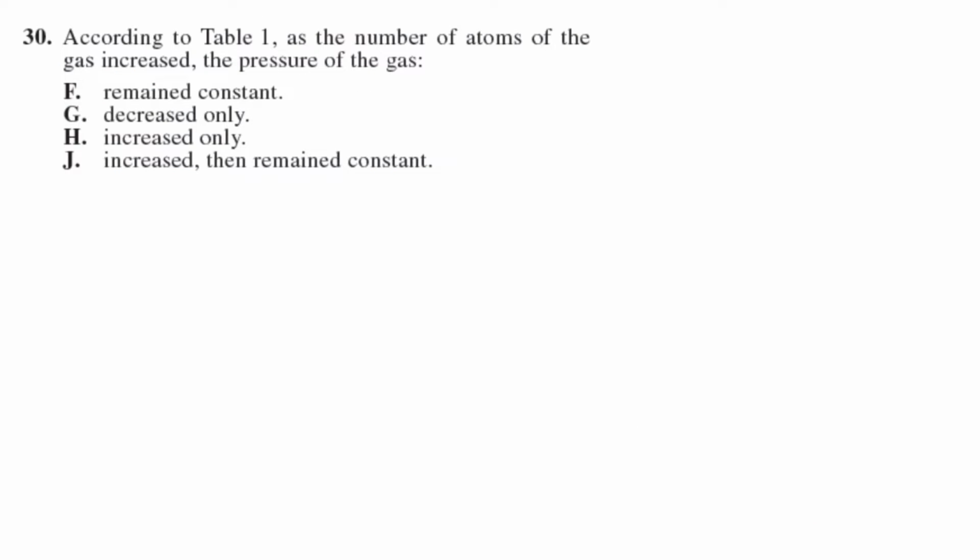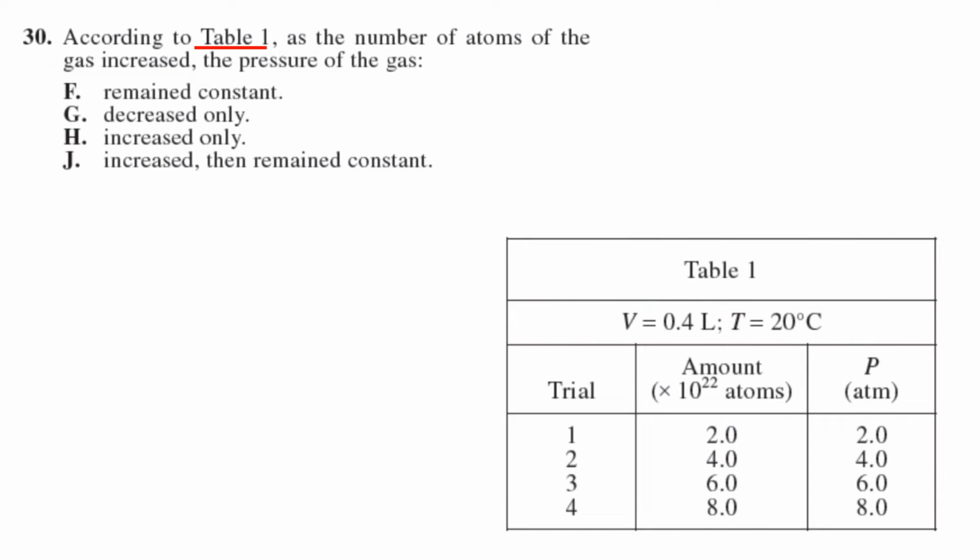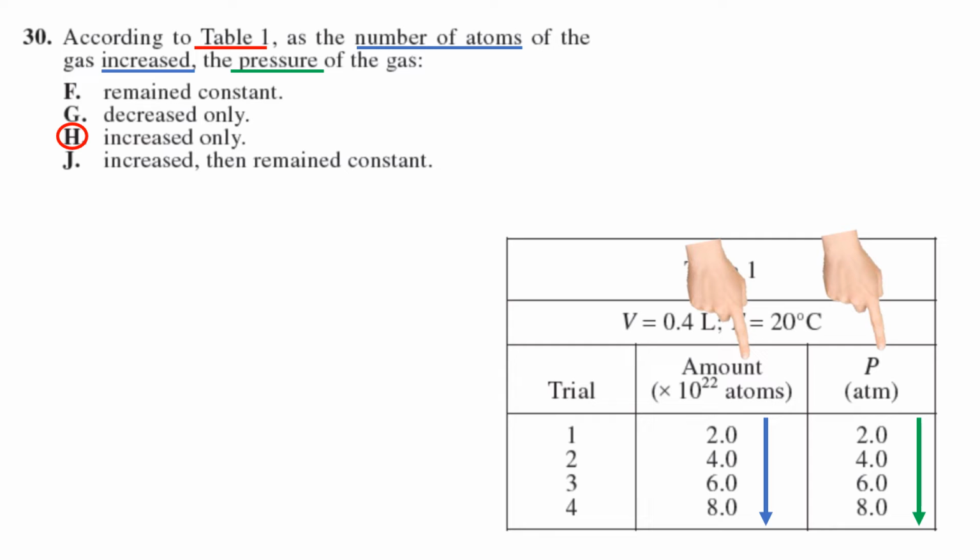Number 30, according to table 1, as the number of atoms in the gas increase. So we're going for amount, and it increases from trial 1 to 4. The pressure of the gas does what? So the pressure increases also from trial 1 to 4. So pressure increased only, choice H.